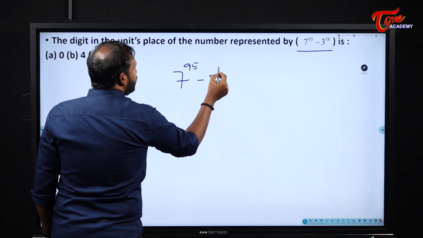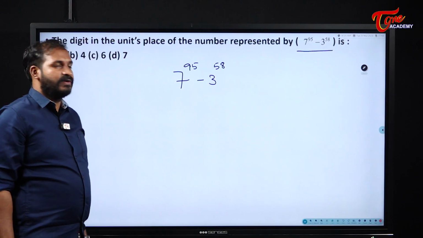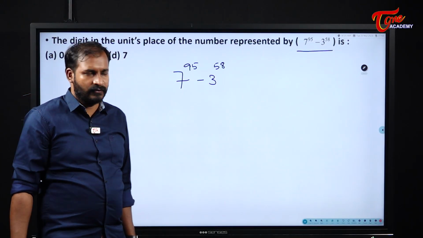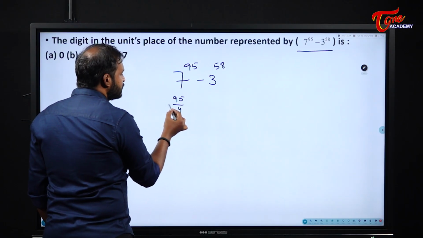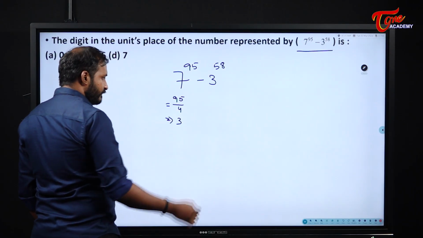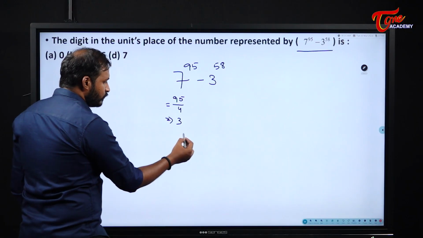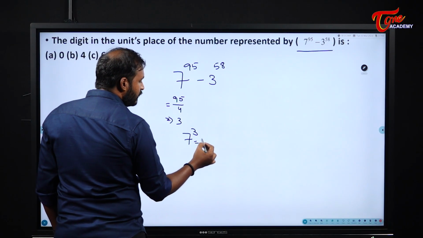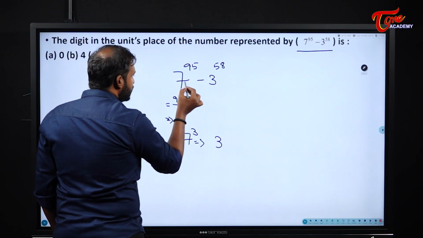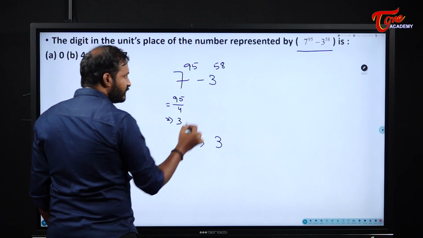The units digit of 7 to the power of 95 minus 3 to the power of 58. This is the question which we have. For 7 how many chances we have? Just now we have seen 4 chances. So divide the power with 4. 95 by 4. Remainder is 3. So 7 cube. Okay, good. 7 cube means unit digit will become what? 3. So for this entire number the unit digit will become 3.